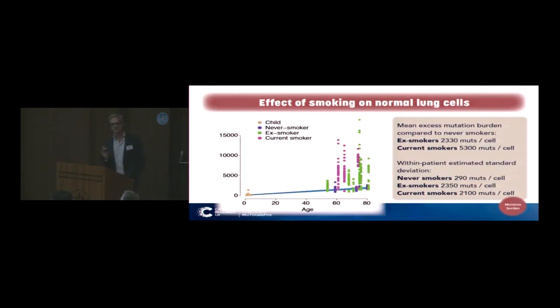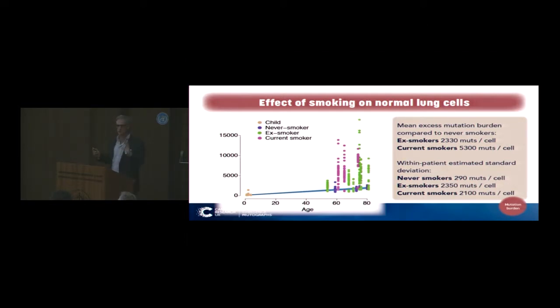Now, you might imagine that smoking does quite a lot of damage, and indeed it does. This is that same curve, the line that I was showing you before for the never smokers, and this is the mutation burden in a bunch of cells from current and ex-smokers, and you can see that there's this really massive increase in mutation burden, an average of about 2,000 mutations in ex-smokers and an average of about 5,000 mutations per cell in current smokers. Some of these cells have mutation burdens well in excess of 10,000 mutations, and these are totally normal cells.